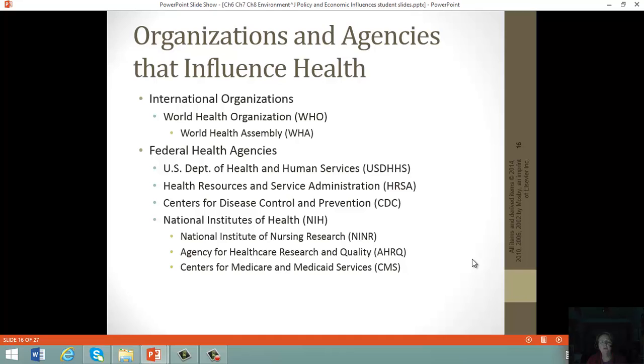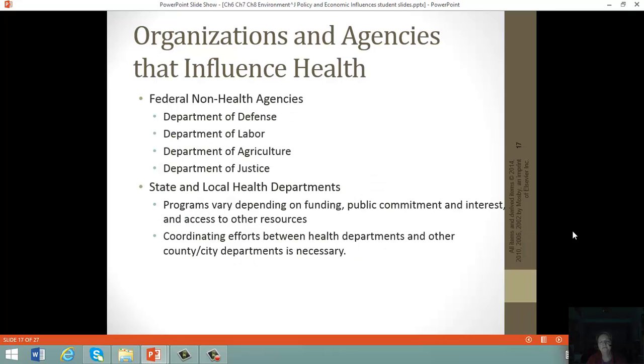AHRQ is where your clinical practice guidelines are. So say I wanted to find out about a child with asthma and I wanted the most recent information on that. I would go there and look at the MDIs and what recommendations there are for providers and for parents, and medications and so forth. So that is what AHRQ is, and we've already said what the Centers for Medicare and Medicaid are.